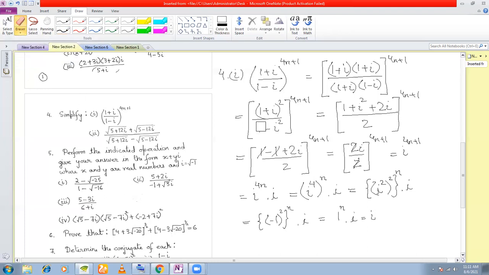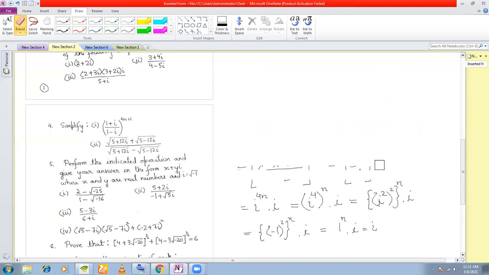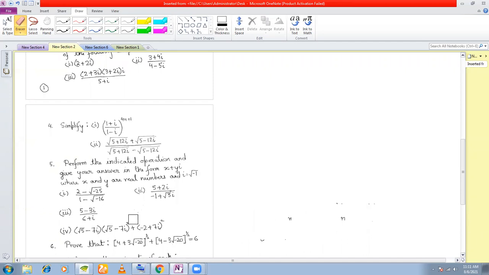4-2. Very important problem, and something that we'll do later also. So try to understand this problem. Now you need to simplify root over of 5 plus 12i plus root over of 5 minus 12i divided by root over of 5 plus 12i minus root over of 5 minus 12i. So first of all, let us try to express 5 plus 12i as a perfect square. Because if I can express 5 plus 12i as a perfect square, then I can remove the radical, isn't it?